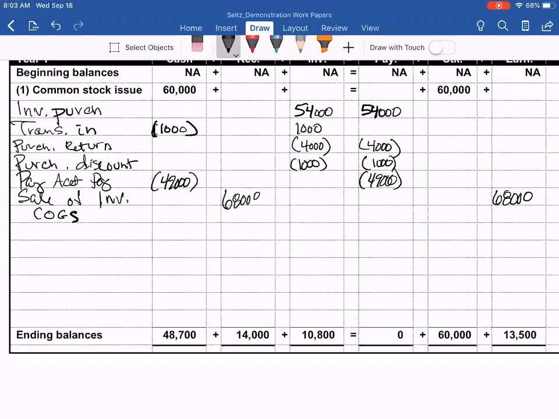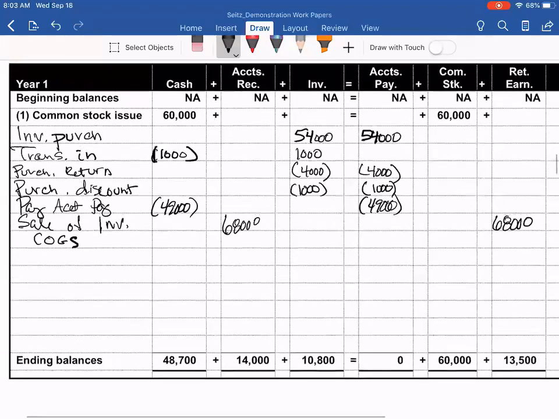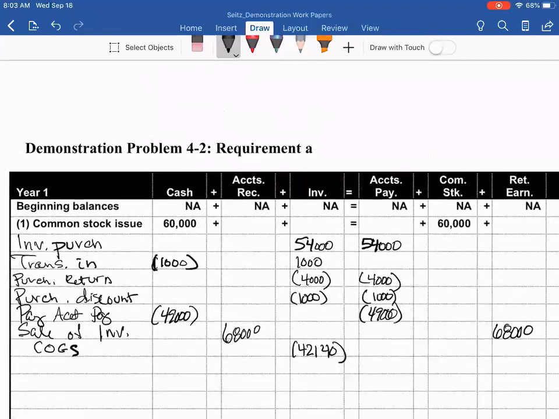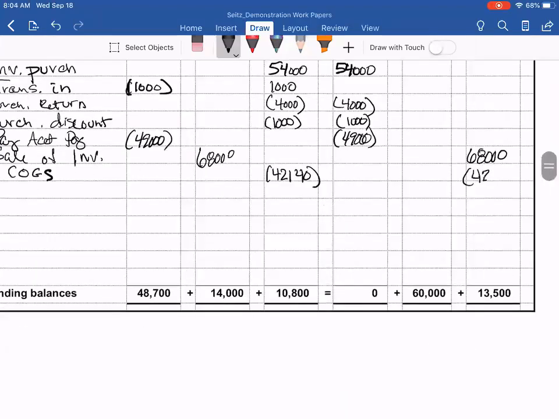So we have to record that sale of inventory and the cost of that inventory. And the problem told us that the cost of the inventory was $42,140. So cost of goods sold is going to decrease my inventory by $42,140. Okay, and then that's also going to hit my income statement. So you're going to see a decrease in net income or retained earnings, because remember, any expense decreases retained earnings, which decreases net income. So you can actually calculate the gross profit on this particular sale by finding the difference between the revenue and the cost of goods sold for that particular item.